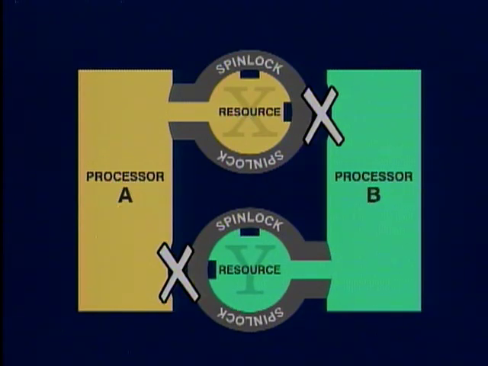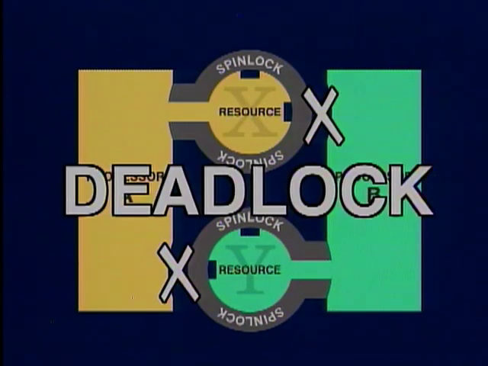Now, neither processor can complete its task. They are both spinning their wheels, waiting for the opposite processor to release the other spin lock that they need. This situation is called deadlock. To prevent a deadlock situation in VMS, spin locks must be acquired in a predefined order.